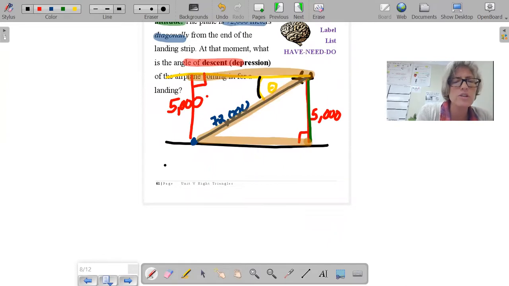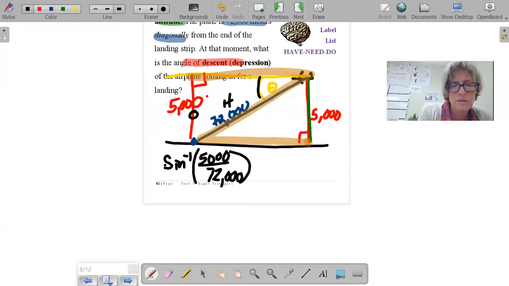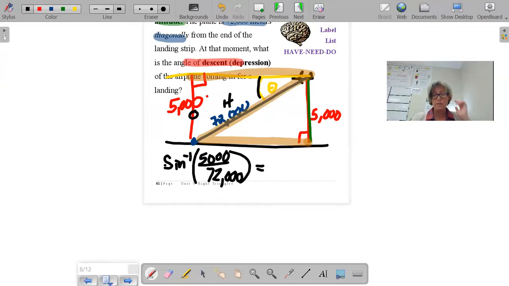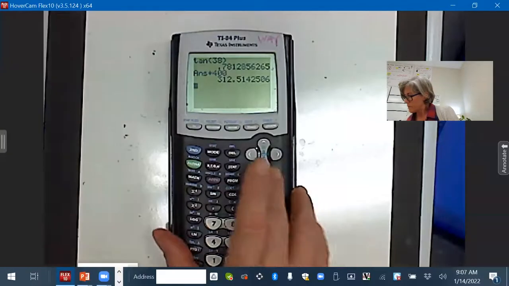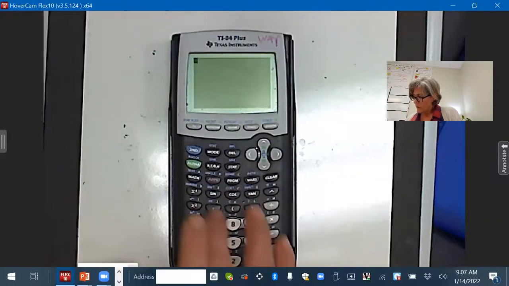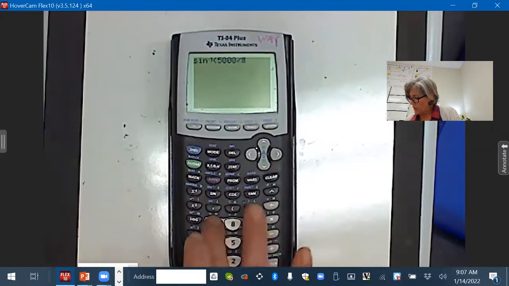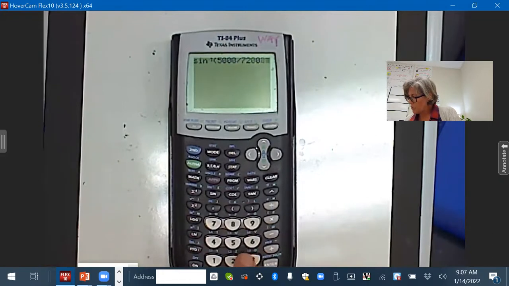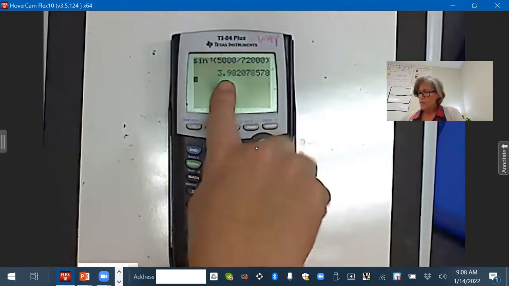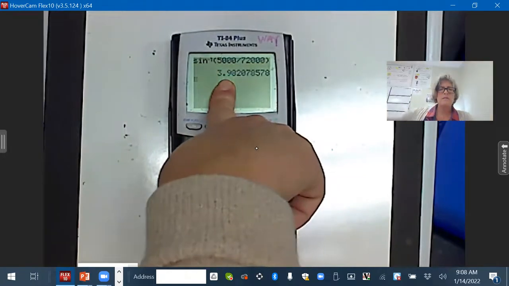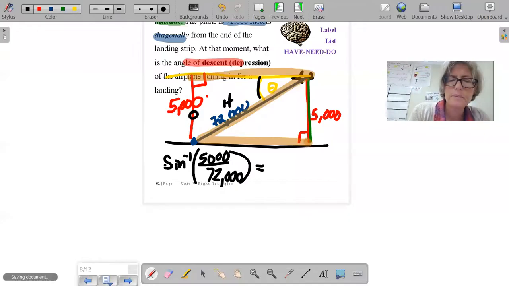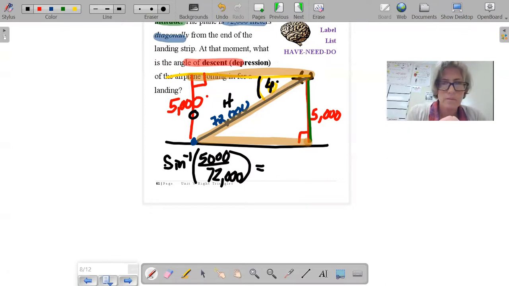From that angle, this would be the opposite, this would be the hypotenuse. So you should have done inverse sine 5,000 over 72,000, and that would have given you your angle of descent. So second function sine, 5,000 divided by 72,000. We're going to round to the nearest whole degree. You should have gotten 4 degrees.